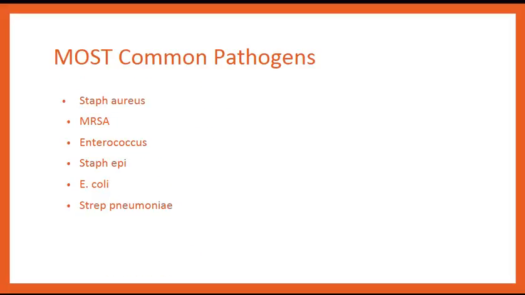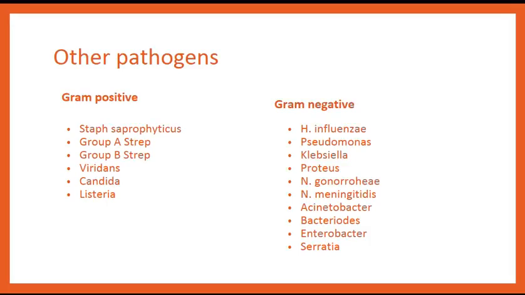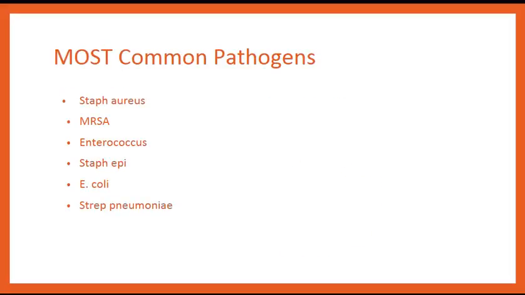The most common pathogens. On page 7, there's a list of gram positives and gram negatives, and I picked out of those the ones that are most commonly seen in blood cultures. And these are them: Staph aureus, including MRSA, Enterococcus, Staph epi, E. coli, and Strep pneumoniae. Staph epi is seen a lot in blood culture bottles, and it's hard to determine if it's the true pathogen or not.